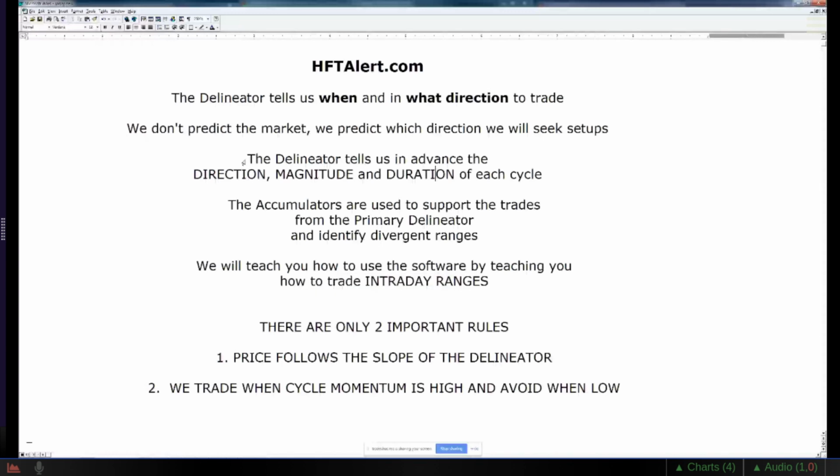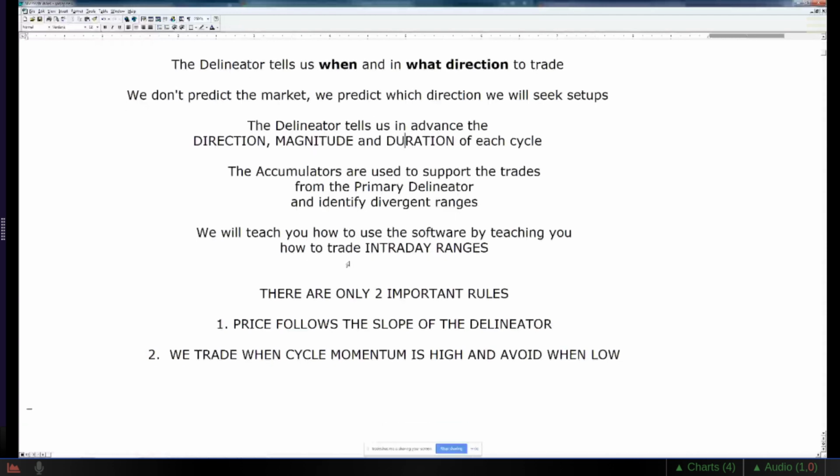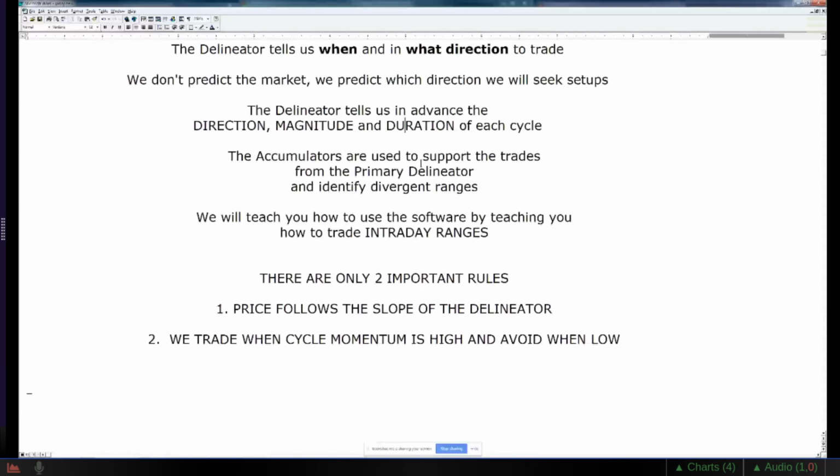So for swing trading, the delineator tells us in advance the direction, the magnitude, and the duration of each cycle, and we know that in advance. And over the course of a couple of weeks in our trading schools, we teach people how to determine these. Direction is always very easy, but the magnitude and the duration is a little more involved, and it takes time to see it. The accumulators are used to support the trades from the primary delineator and identify ranges. So that is our basic thing.